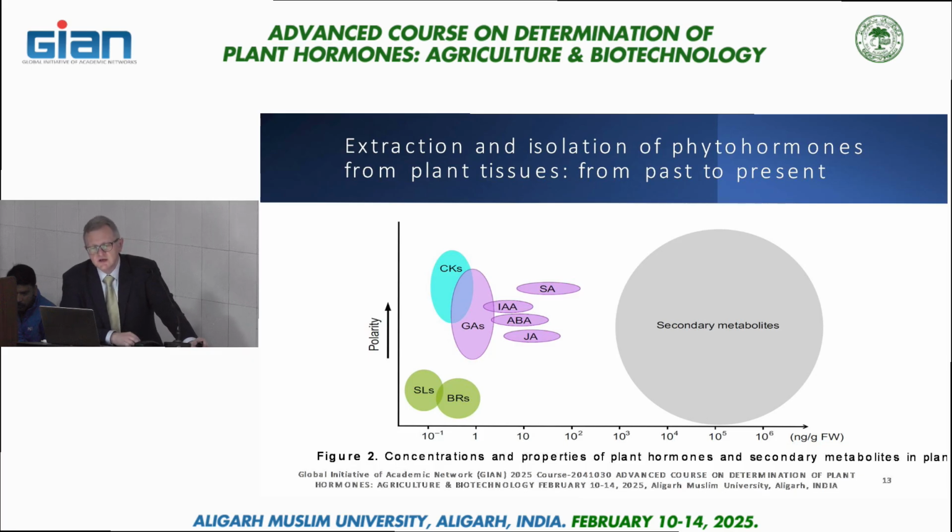Secondary metabolites have significantly higher concentration and cover a broad range of polarities. The second interpretation is that since strigolactones and brassinosteroids are present at very low concentration, highly sensitive analytical techniques, for example LC-MS, are essential for their quantification.